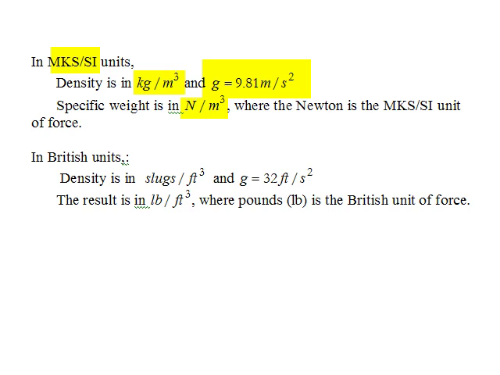In British units, the density is in slugs per cubic foot. Here's acceleration due to gravity, 32 feet per second squared. The result is pounds per cubic foot. Pound is the British unit of force. Of course, if you're given pounds per cubic foot, then you do have specific weight. And we're always going to use gamma for specific weight in this lecture. And I suggest you do that too in your calculations.